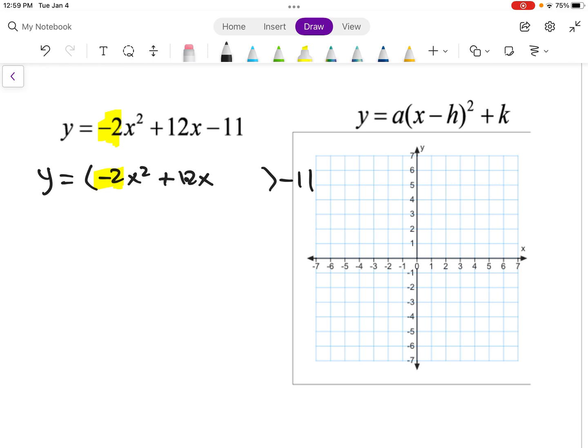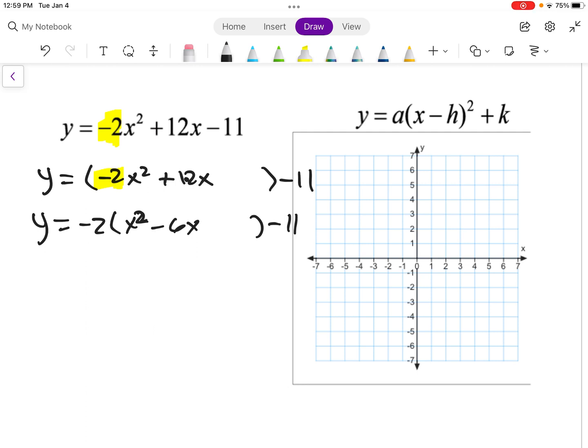Now, if you look, they also have an x in common. Do not take out any x's. You only take out that leading coefficient. So I have y equals negative 2 times, and that leaves me with x squared, 12 divided by negative 2, so negative 6, parenthesis.